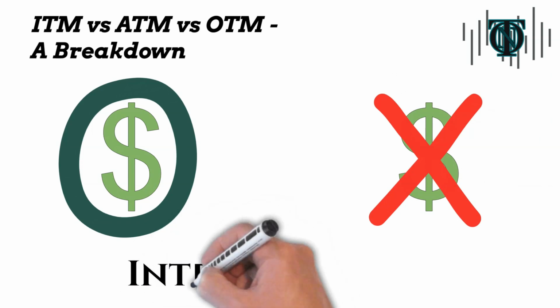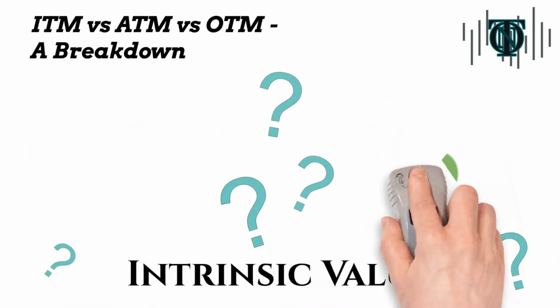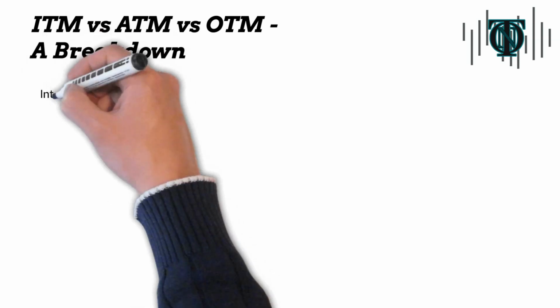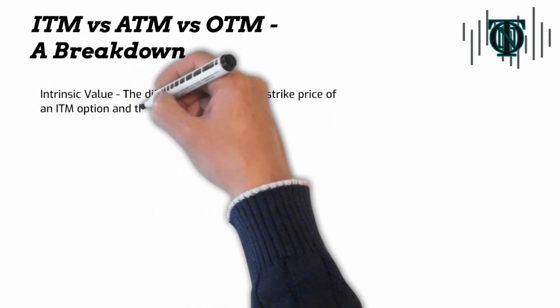Two words: intrinsic value. An options contract is said to be in the money if the intrinsic value is greater than zero. Now, I know what you're thinking. Brett, you're confusing me. What the heck is intrinsic value? Well, plain and simple, intrinsic value is the value you would receive on your shares if you exercise your option, or also seen as the difference between the strike price of an in-the-money option and the stock price.